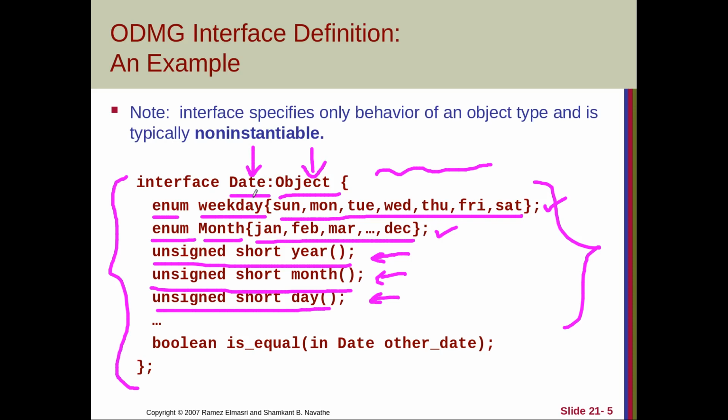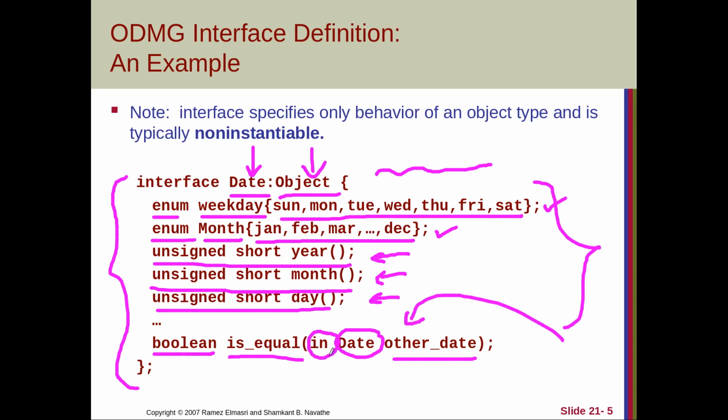Similarly, in this date interface, we have a number of data descriptions and operations. Then we have one more operation, boolean is equal, just for comparing two dates. It takes other date as a parameter, where date is the type, and it is an in type parameter where it will receive an input. From where it is being called, that input will be taken into this particular parameter. That is why it is given as in.